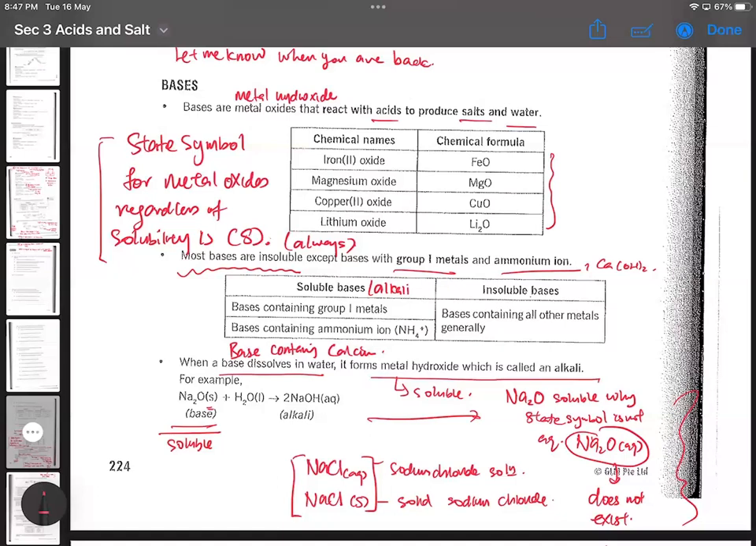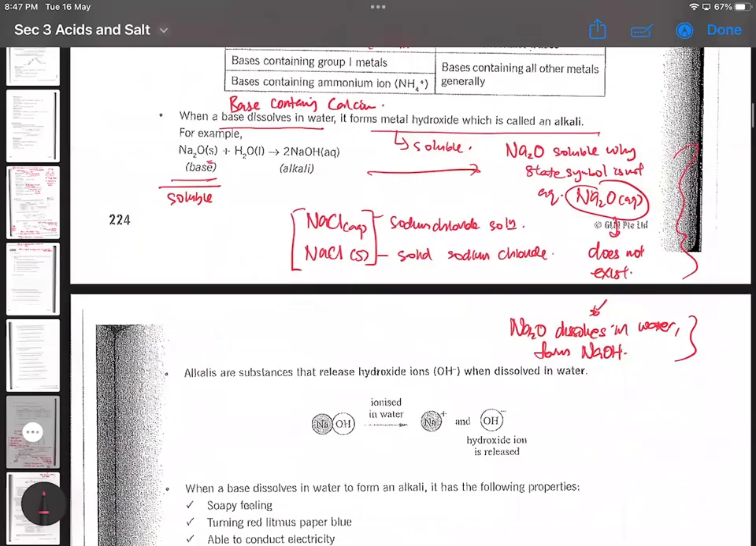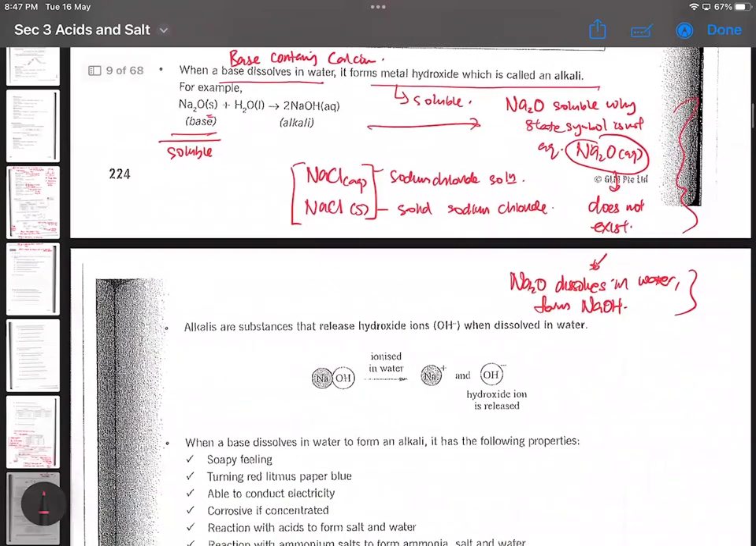Okay, if it's all right, let's go to the next page. See, something similar again. The picture over there. Ashton, what do you think is happening to the sodium hydroxide when it's placed in water? Something similar to what we have done in acids.